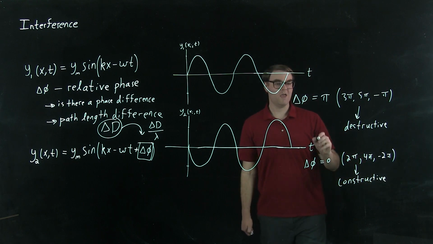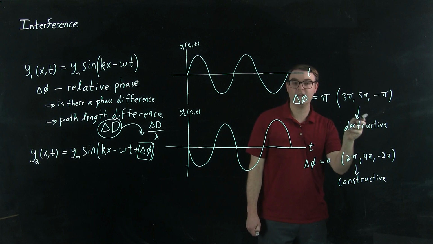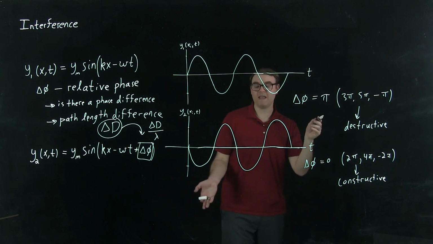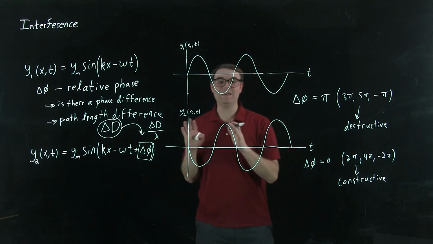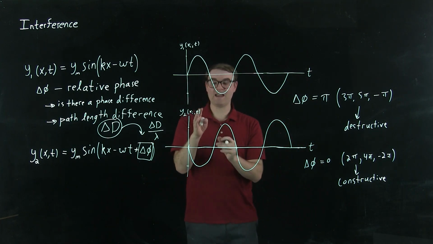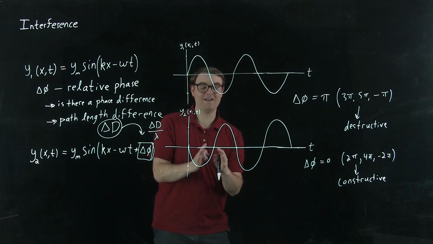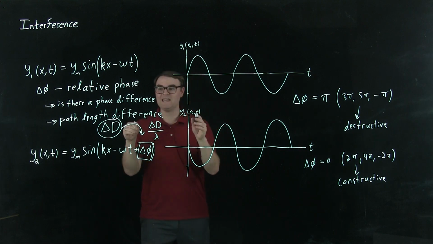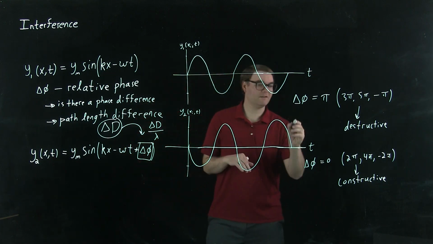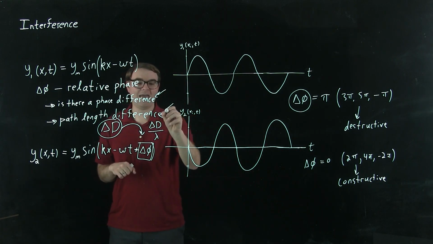On the other hand, if your phase difference is anything else, pi over 2, pi over 3, pi over 6, 3 pi over 8, anything that's not one of these will give you something in between. Maybe it'll be a little bit constructive, but not entirely lined up. Maybe it'll be mostly destructive, but things will be shifted by a little bit, so it's not completely gone when you add the two waves together. But the key for all of it is to figure out this relative phase by looking at the phase difference and the path length difference.